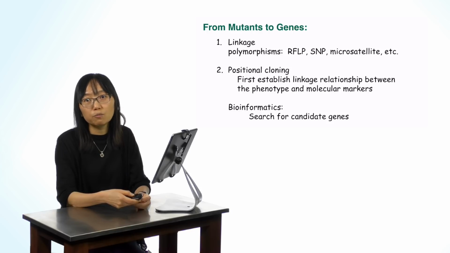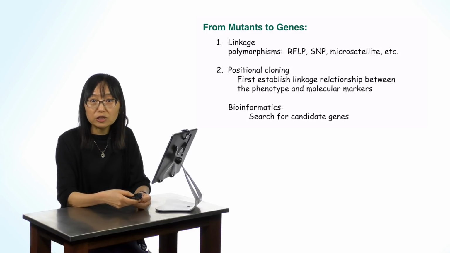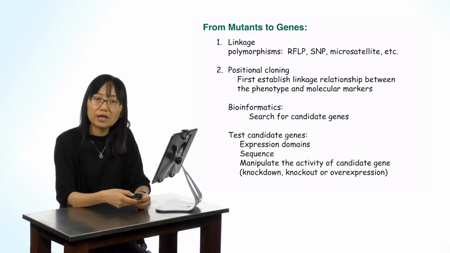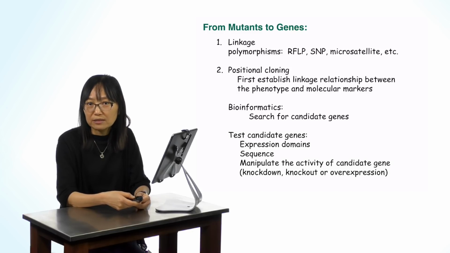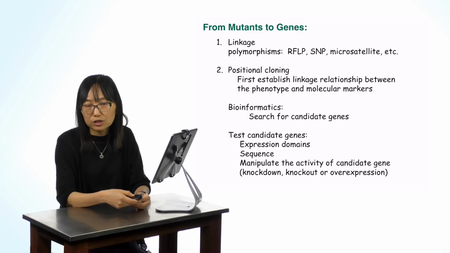Now, the genomes of most model organisms are completely sequenced. You can rely on genomic information and informatic approaches to narrow down the candidate genes and perform functional analysis. How do we map the mutations? We need to investigate the linkage relationship between the mutation and genetic markers.